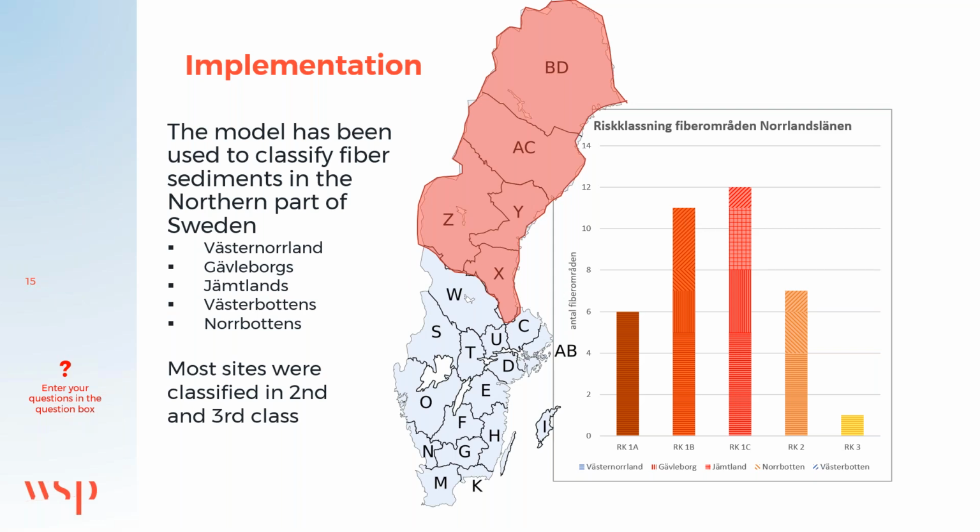If a site was classified in a specific group, the operator or owner of the fiber sediment could argue or appeal against it and show that their fiber sediments should actually have a lower risk classification. Because, I mean, maybe they know more about their sites than the authorities do.